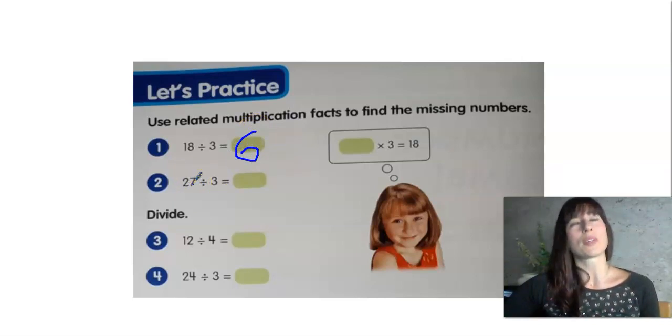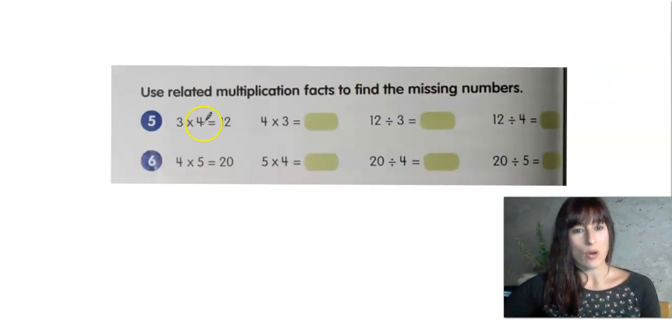3 multiplied by what number is 27? Did you say 9? If you did, you got it right. Awesome, 9. Because 9 multiplied by 3 is 27. So this is how it works. You can continue practicing with the other exercises at home.